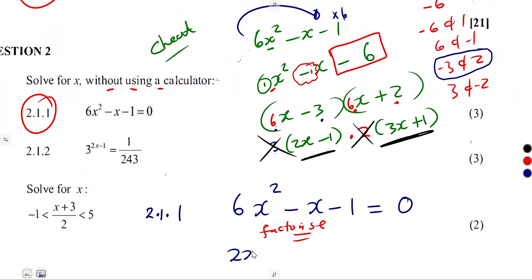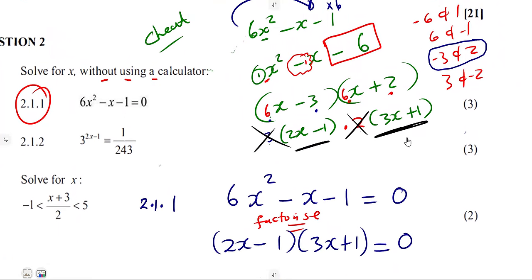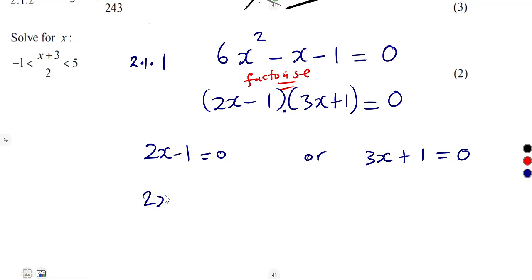So we are going to remain with the 2x minus 1 into what? 3x plus 1. So like I said, guys, you can use any way that you understand on your factorization. But at the end, you must have these two brackets. Now that we've got these two brackets, we need to find the value of x. So it follows that for the product of two brackets to be equal to 0, what does it mean? Each must be equal to 0.